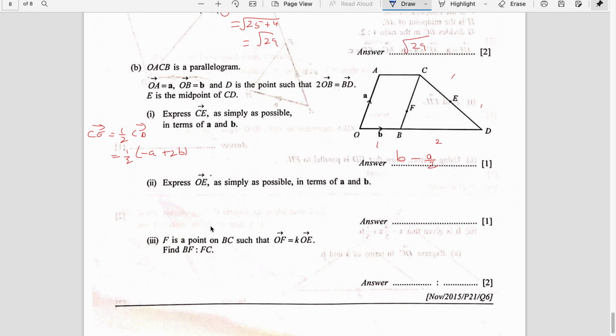Next part says express OE as simply as possible. So we start from O and end at E. So I find this the easy path, OA, AC and CE, because I know all the values. So OA plus AC plus CE. Now OA is A, AC is B, we're copying it from here, and then CE, we've already done that, that is B minus half of A, so that is positive half A plus 2B.